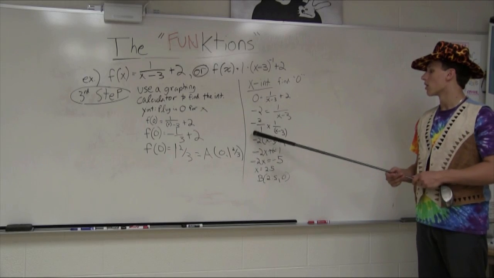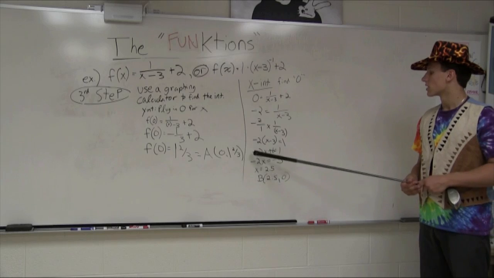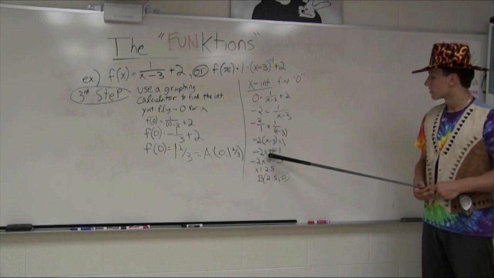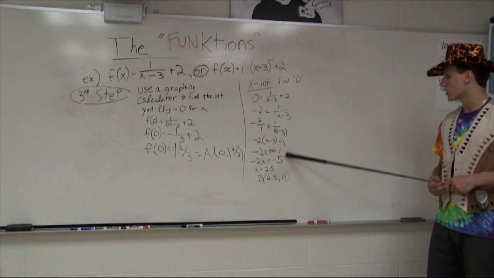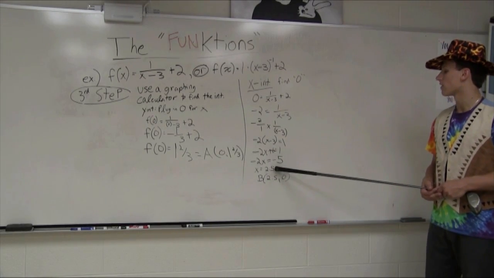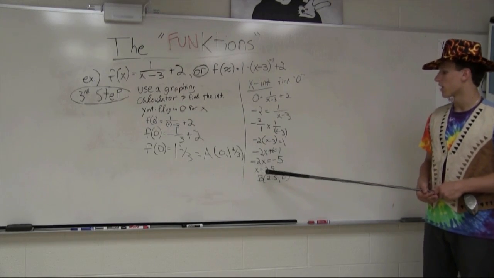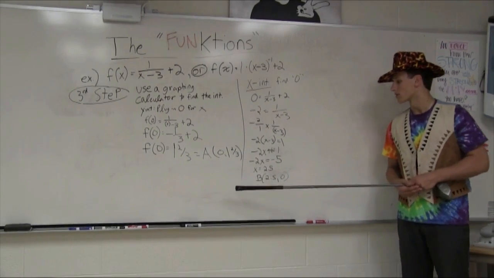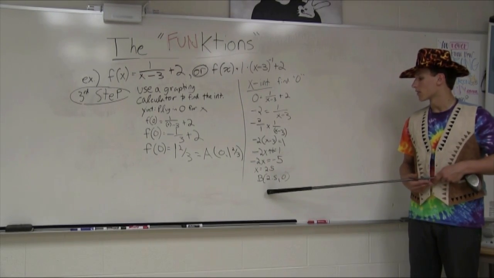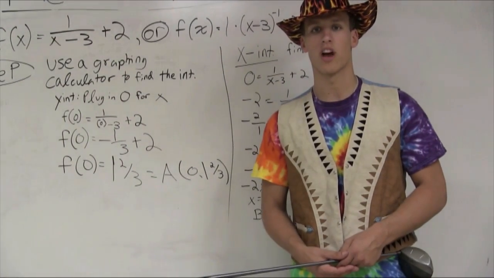Then you distribute the negative 2 into the x and into the negative 3. So you get negative 2x plus 6 equals 1. Then you subtract the 6 over to this side, so you get negative 2x equals negative 5. Divide by negative 2, and you get x equals 2.5. And this is the x-intercept, (2.5, 0). And that is how you find your intercepts for a rational function.